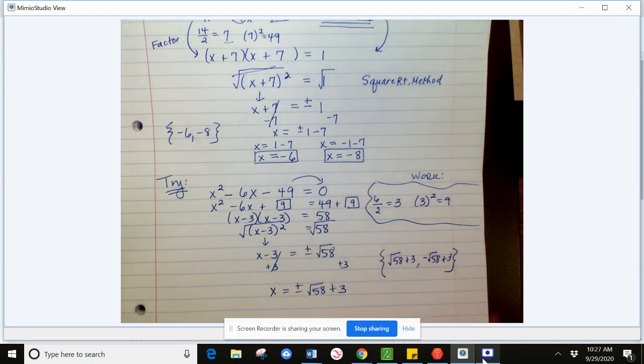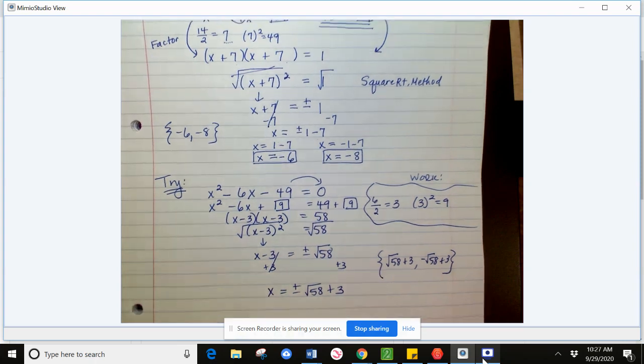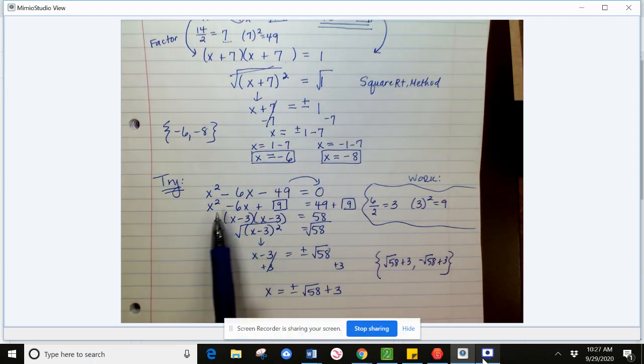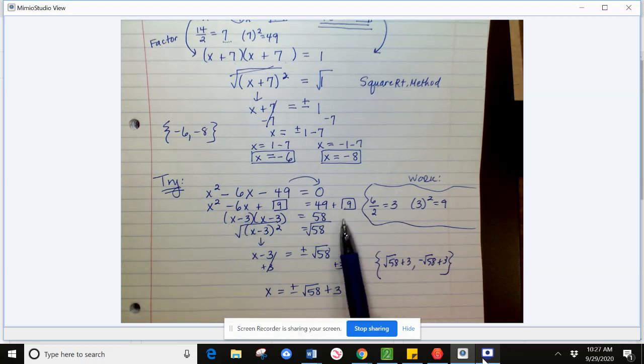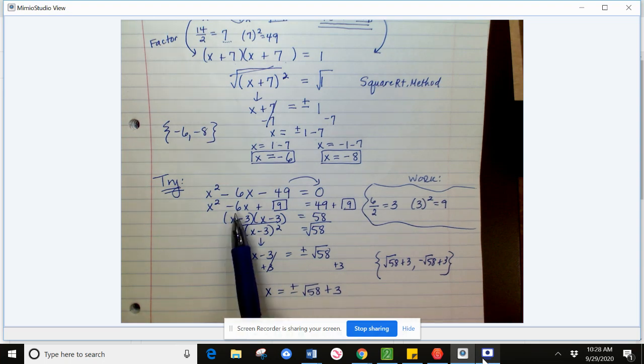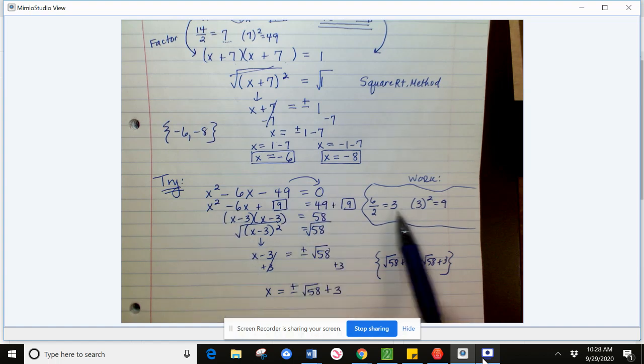Now, this one was a little bit different because we had some different signs on our x term, and also our right-hand side of our equation was not a nice square root. And if that happens, that is okay. That just means that your answer will maybe have a radical in it, okay? So when you take half of 6, after you've moved 49 over, you get 3, you square it, that's 9. So we add 9 to both sides.